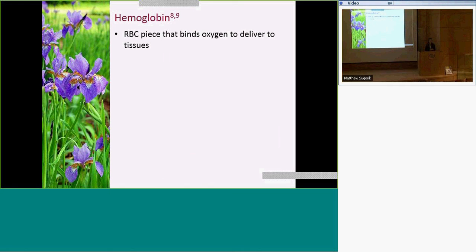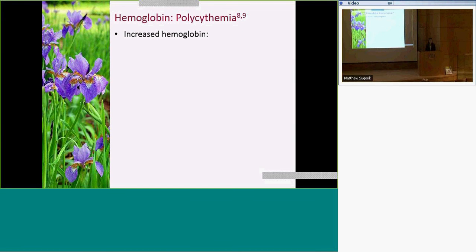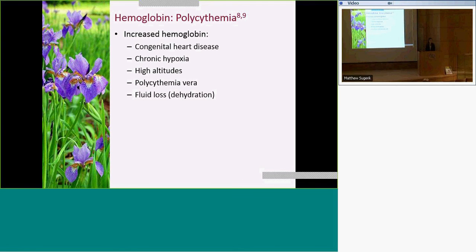The hemoglobin itself is what physically picks up the oxygen. It should be 11.5 to 14.5. I can't tell you the last time I actually saw a kid with a normal hemoglobin that wasn't dehydrated, and that's cheating. It also varies by age and gender. We know that there's different types based on age. You should have fetal hemoglobin that transitions over to adult. If it's increased, it's a response to things like congenital heart disease, again, not having enough oxygen, being at high altitudes where there's not as much oxygen. There are certain disease states like polycythemia vera, and then being dehydrated.